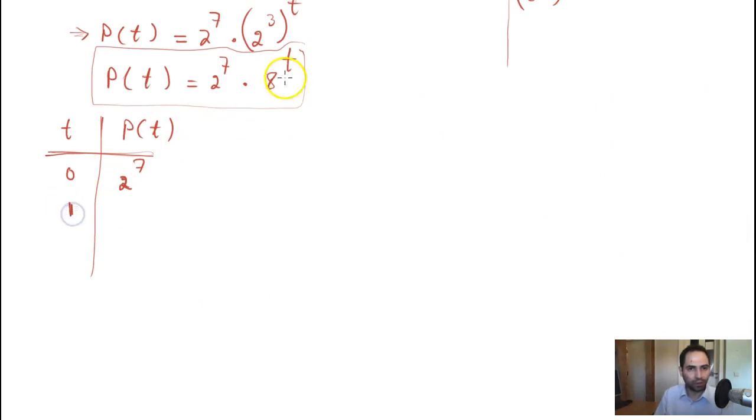When your t is equal to 1, you have 2 raised to the power 7 times 1 factor of 8, because it's 8 raised to the power 1. When your t is equal to 2, it's 2 raised to the power 7 times 8 times 8. When your t is equal to 3, it is 2 raised to the power 7 times 8 times 8 times 8. So as you increase the time, more and more factors of 8 are multiplied by the output of the function. So 8 is now the common ratio of this function.